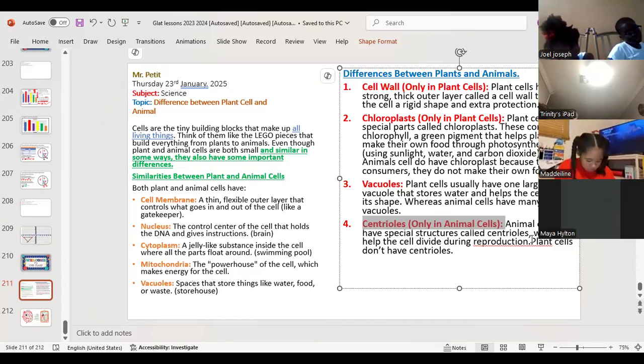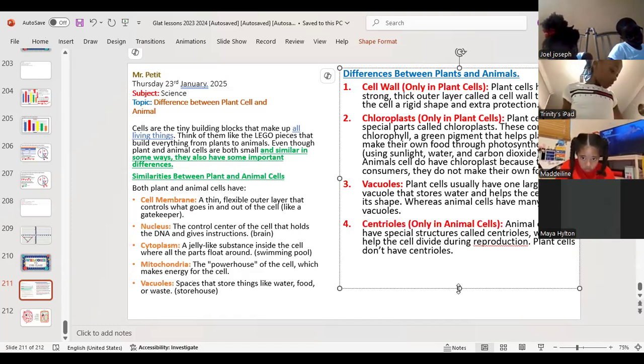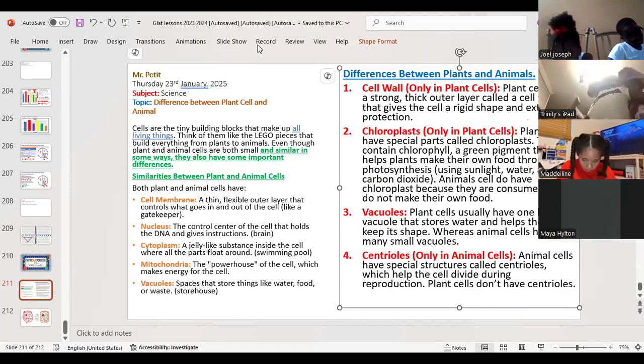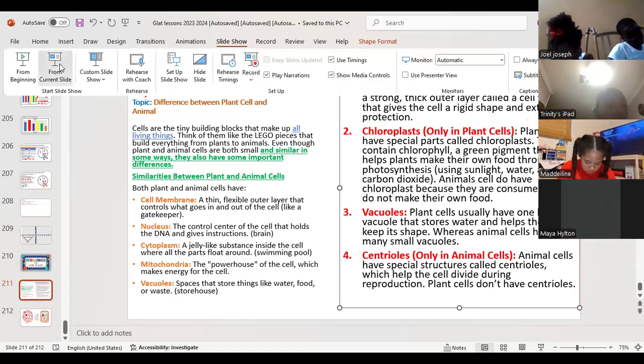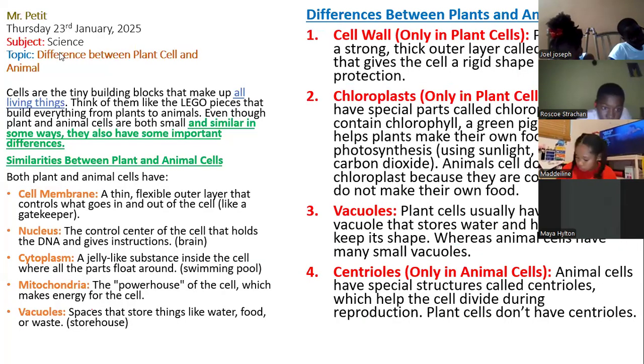It helps the cell divide during reproduction. All right. So animal cells, plant cells don't have that. All right.